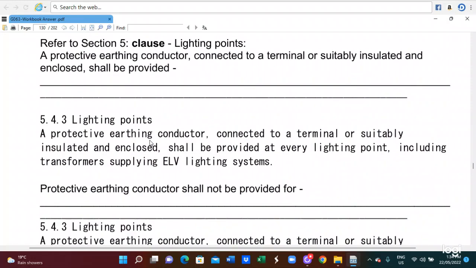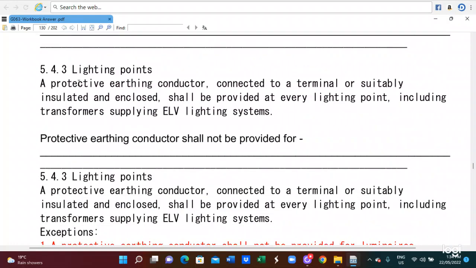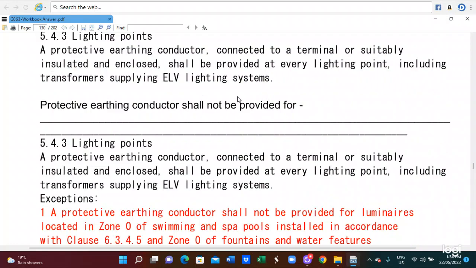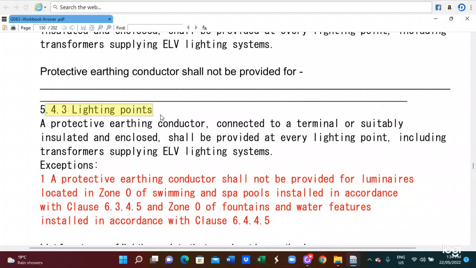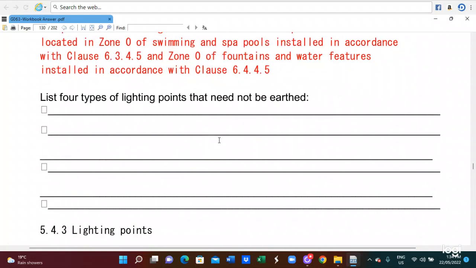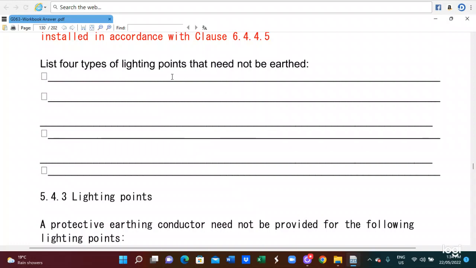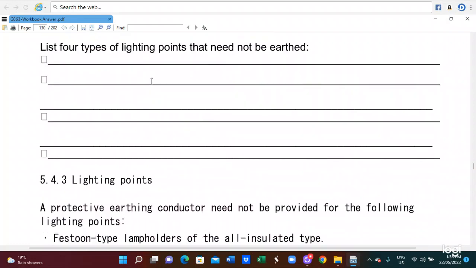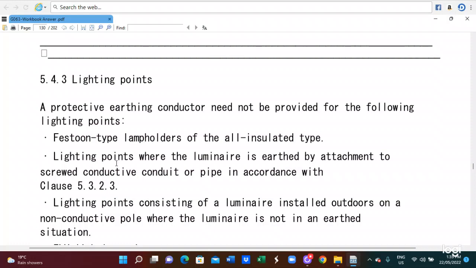And also the 5.4.3 is a lightning point situation, lightning point connection, protected lightning connector for the lightning point. 5.4.3, you can see the lightning point. A protected lightning connector shall not be provided for the luminaire located in zone 0 of swimming pools and the like, installed in accordance with 6.3.4.5, and zone 0 of the fountain or water feature installed in accordance with 6.4.4.5. So this type of lightning point shall not be earthed. It said this is lightning point, where the luminaire is earthed by attachment to the screw conducting conduit.